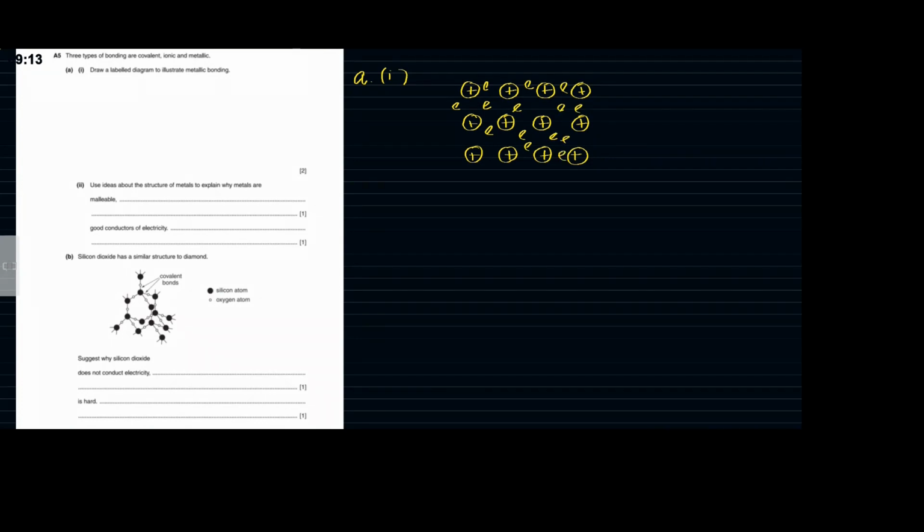But it's important to label them. These are the cations. You can correct your answers now. Cations and delocalized electrons.